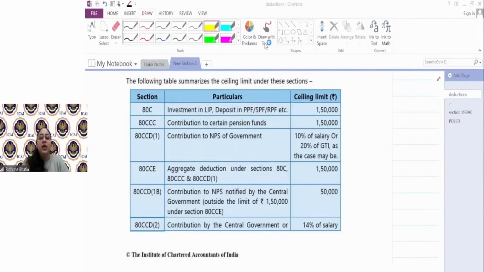See, Nancy, first you have to compute your taxable income. After that, you have to apply the tax. If it is below the basic exemption limit, obviously no tax would be applicable.